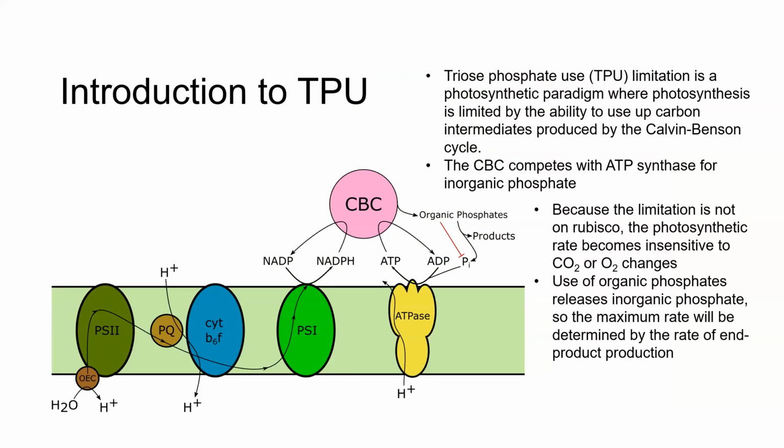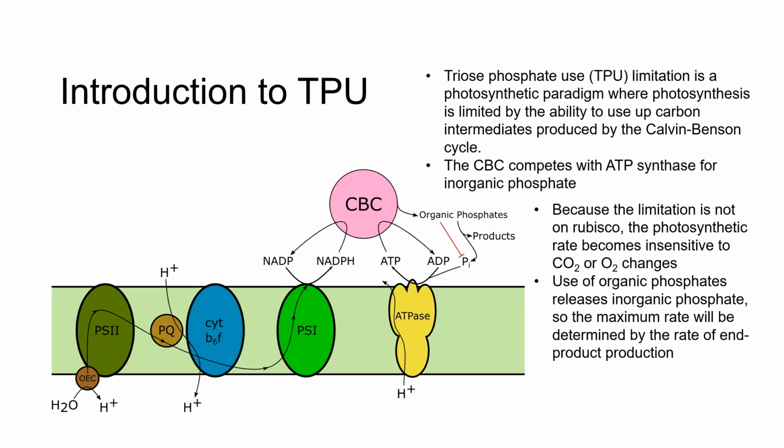A common question is, could TPU limitation be solved with better nutrition? And it can't. Firstly, the phosphate levels in the stroma are highly regulated by the vacuole. And secondly, the greater pool size wouldn't solve the flux imbalance. Now, there are a couple of interesting quirks about TPU limitation.